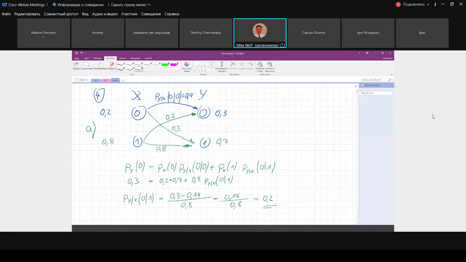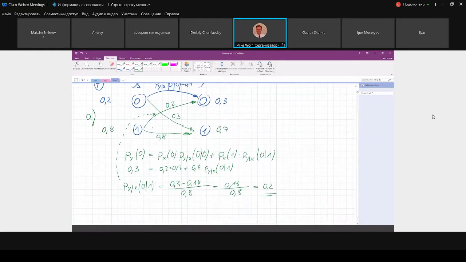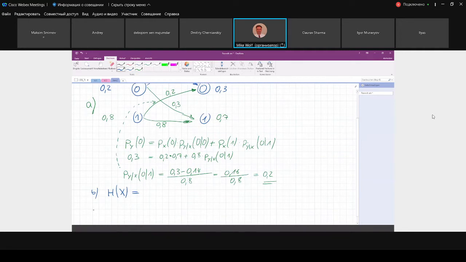But this was the only thing which was difficult. So this is A. Now you can calculate on your own just part B. This is quite simple, yeah. The entropy of X and the entropy of Y. So what is the entropy of X? What is the entropy of Y? This would be C. You can do it on your own.